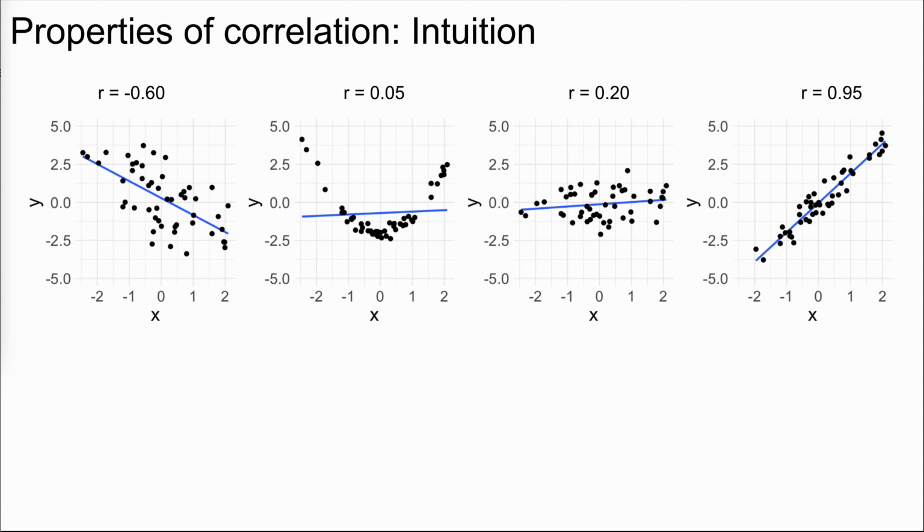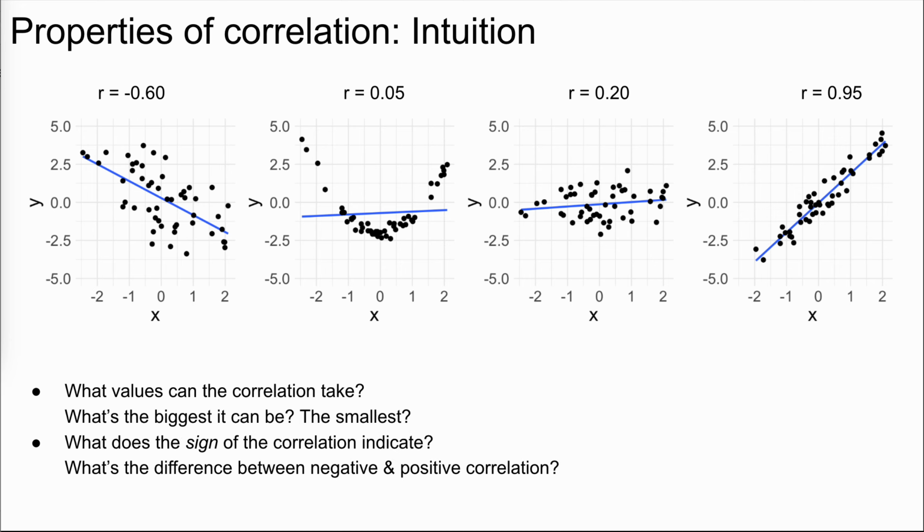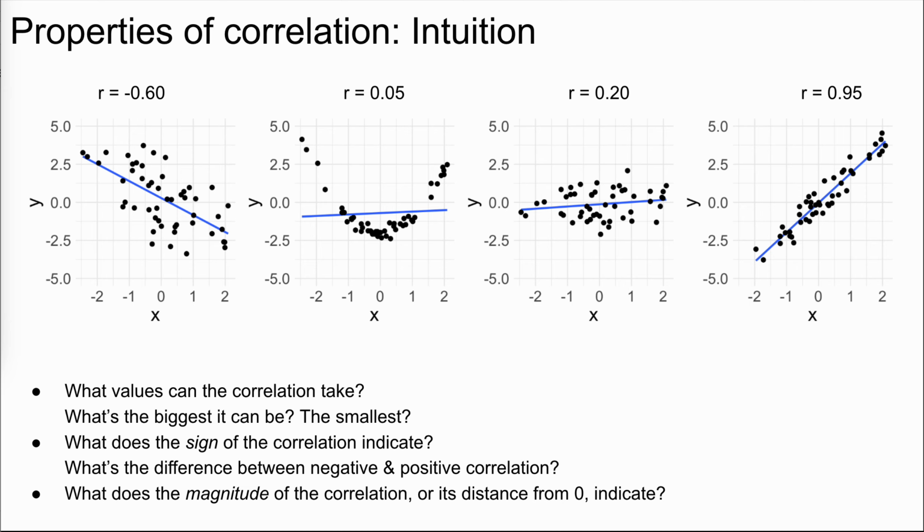Based on these 4 examples and your intuition alone, I want you to pause your video and try to answer the following questions. What values do you think that a correlation can take? What's the biggest it can be? The smallest? What do you think the positive-negative sign of a correlation indicates? What's the difference between negative and positive correlation? And what do you think the magnitude of the correlation, or its distance from zero, indicates?